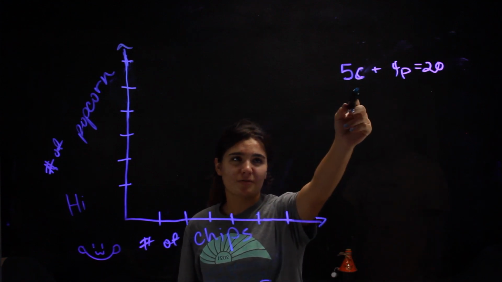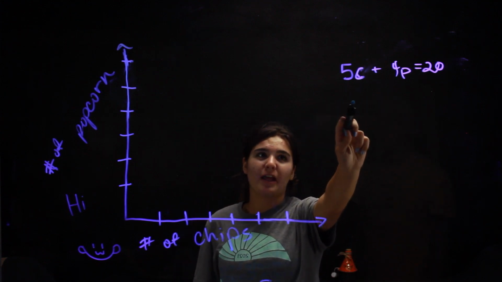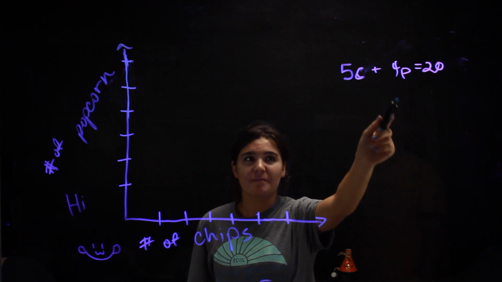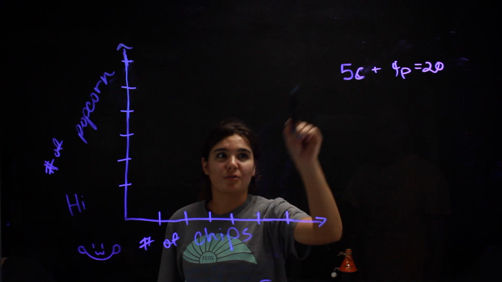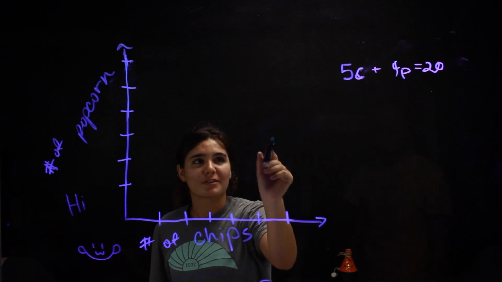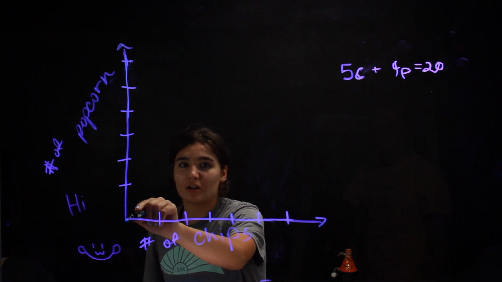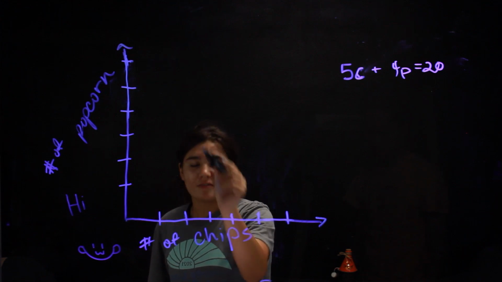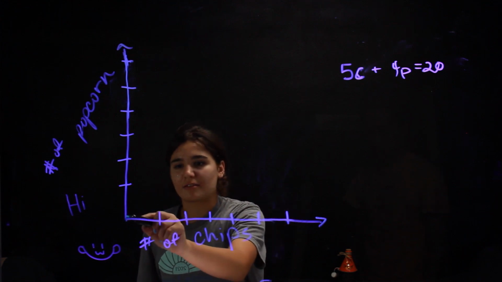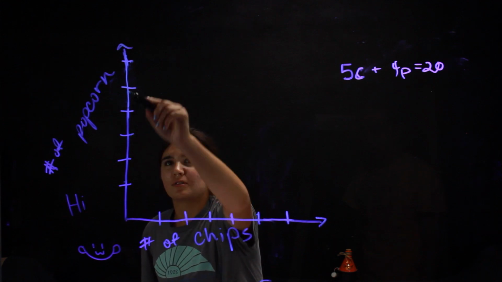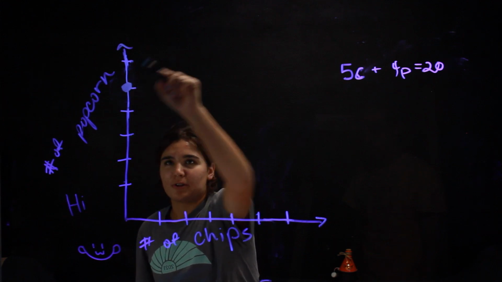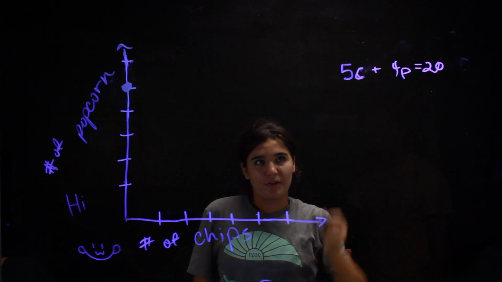So if we plugged in 0 for C, then we would have 4P is equal to 20, and P would be equal to 5. That makes sense. So what we just did was plugged in 0 for C, and C is our x-axis value. So 0 here, and then we got 5 for P. So 1, 2, 3, 4, 5. So here's our points.